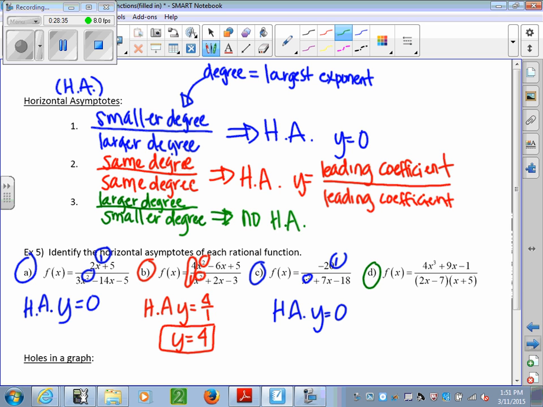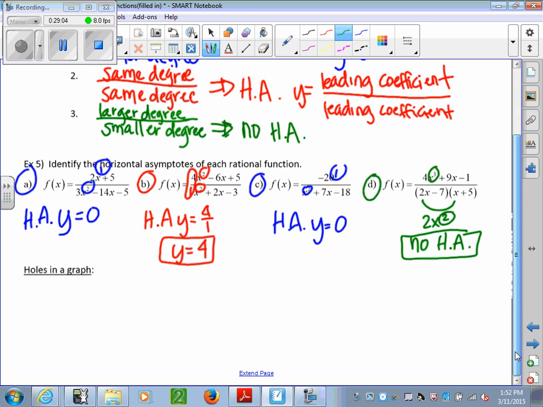Alright, so let's look at D. My degree in the numerator is a 3, and my degree in the denominator is actually, I'd have to FOIL this out, which would give me a 2x squared. Basically, actually 2, but either way, my numerator is a degree of 3, my denominator is a degree of 2. So that means I have no horizontal asymptote, because my degree in the numerator is larger than my degree in the denominator.